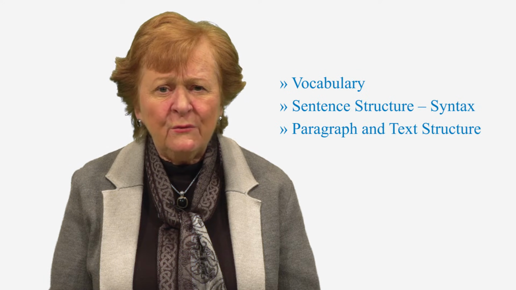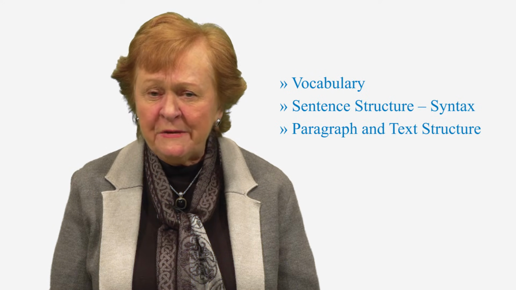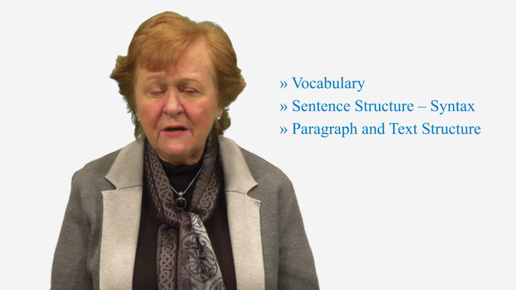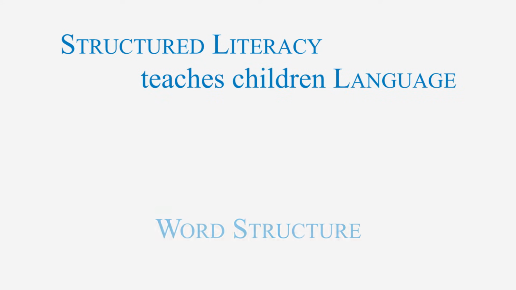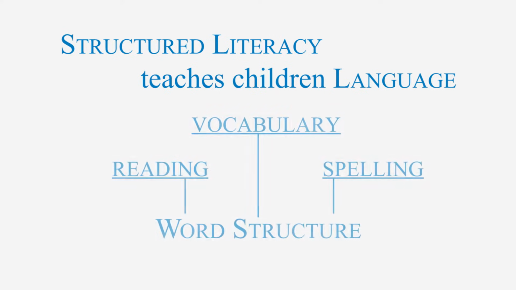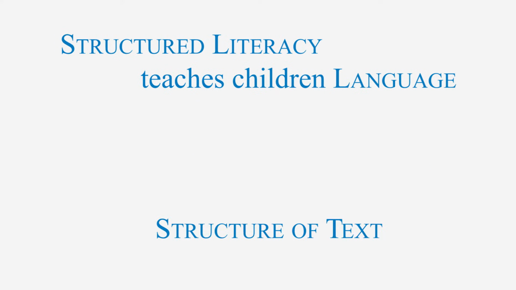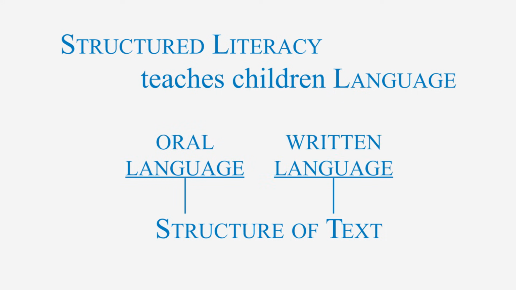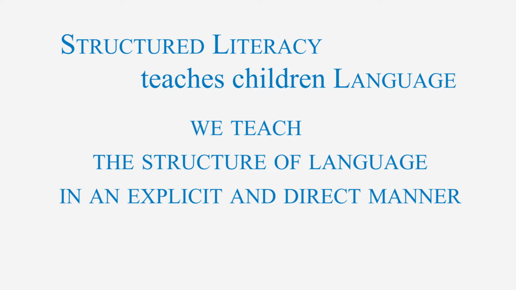So structured literacy really encompasses all of the elements that are necessary for a student to become a proficient reader. When we adopt a structured literacy approach, we teach children language. We teach word structure to support reading, spelling, and the meanings of words. We also teach the structure of text and how to understand both oral and written language. This, of course, raises the question as to what instructional methods do we use to teach these aspects of language. We teach children the structure of language in an explicit and direct manner.